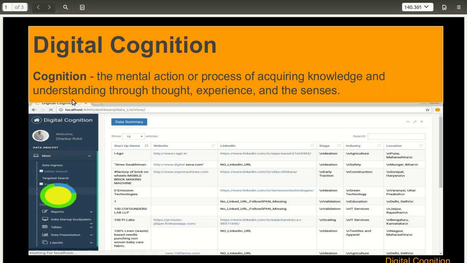So, cognition, as it is defined, is the mental action or process of acquiring knowledge and understanding through thought, experience, and the senses. Of course, the sense that I am focusing on over here could be visual, and then from that, a mental cognition, so to say. So there is a humongous need for us to go ahead and distill information that is available to us.